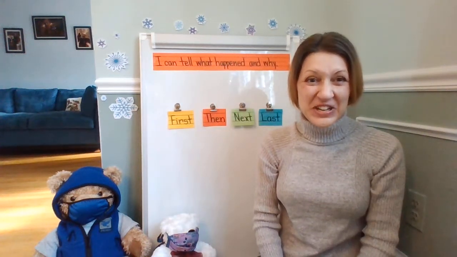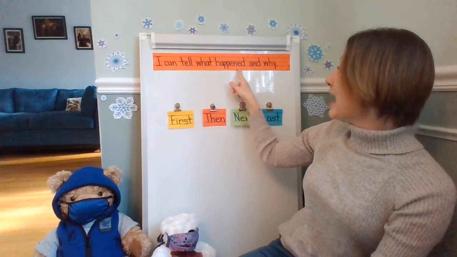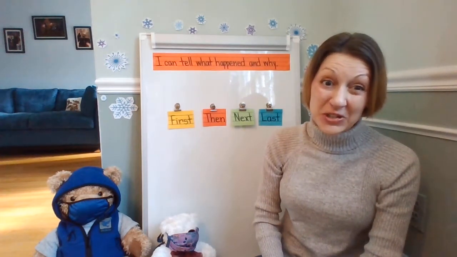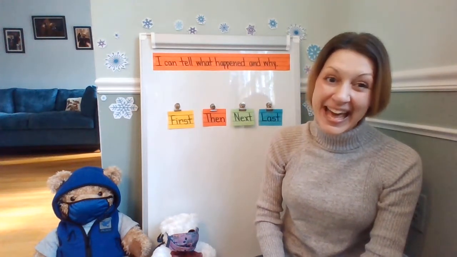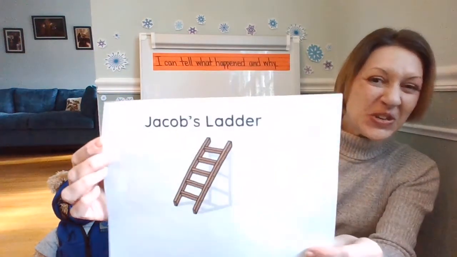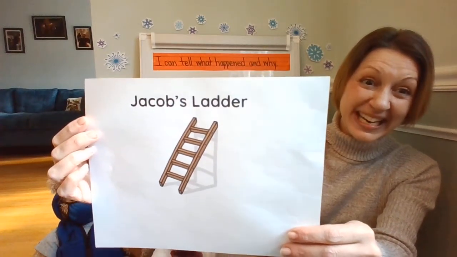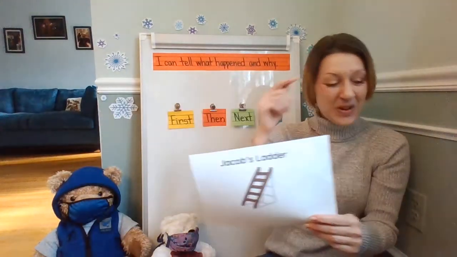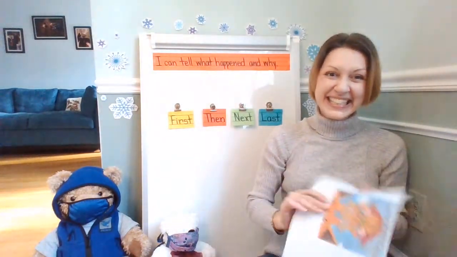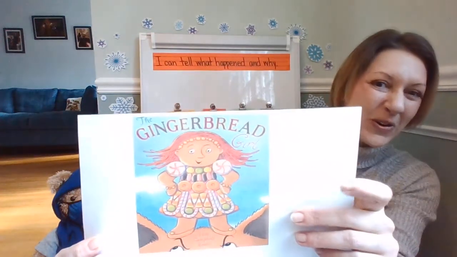All right, let's go ahead and look at our I can statement. I can tell what happened and why. So, readers, we have been looking at a story using Jacob's ladder. Do you remember the story that we have been reading? What story was that? Do you remember? You're right, the Gingerbread Girl.